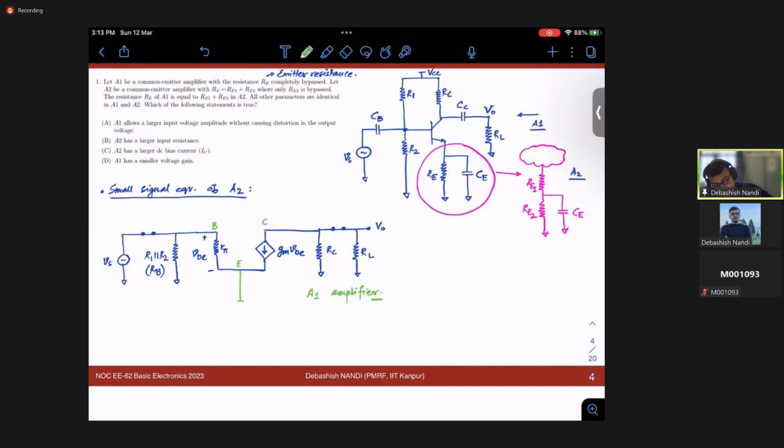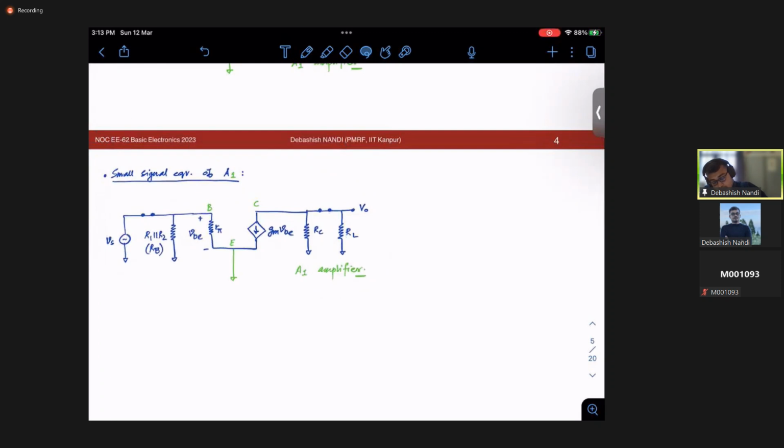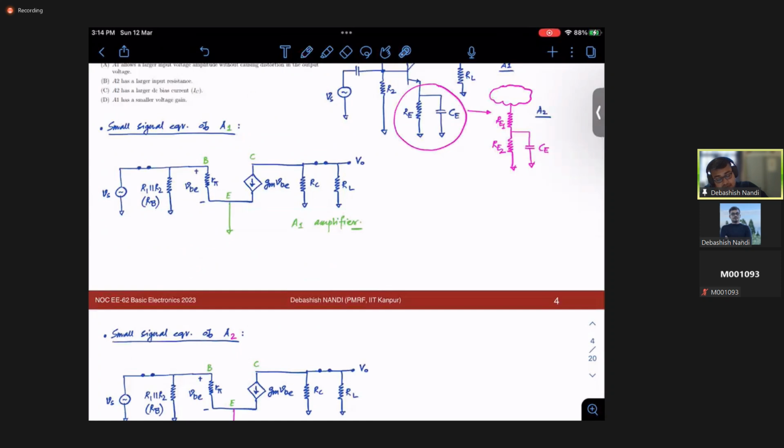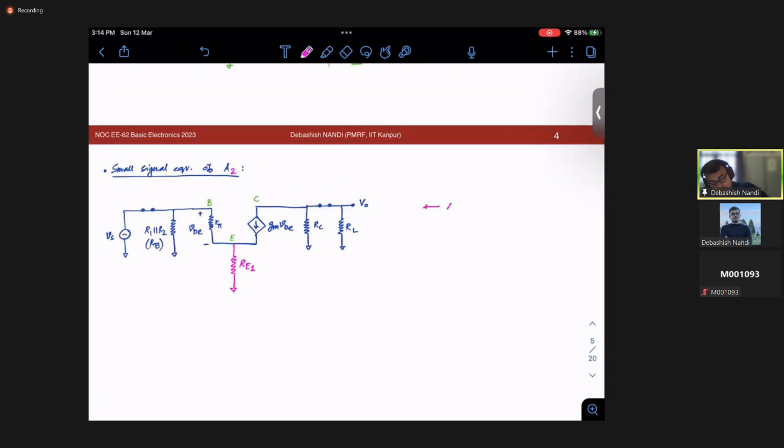For A1, I will simply have a ground connection, right? Let's change it to A1. And what about A2? And if I look at A2, then I see, you notice it, that I have only this capacitance bypassed, right? So RE1 will be there, and there I will have this ground. So if I draw it properly, it will be RE1, right? And this is your A2 amplifier.